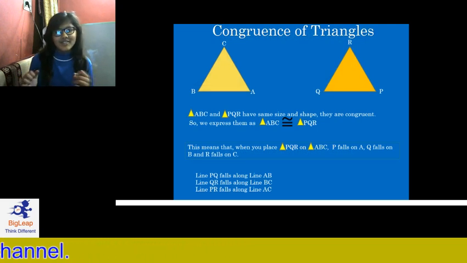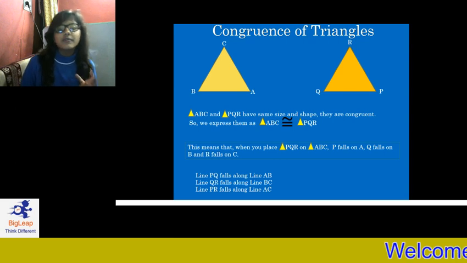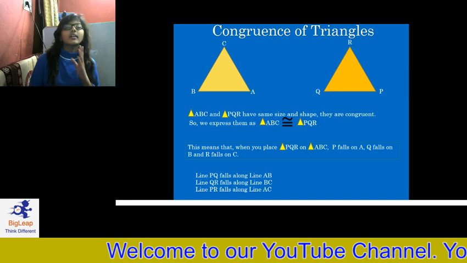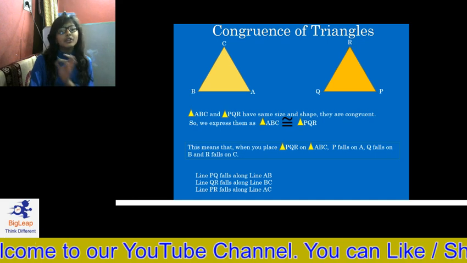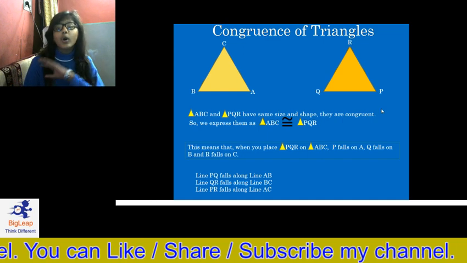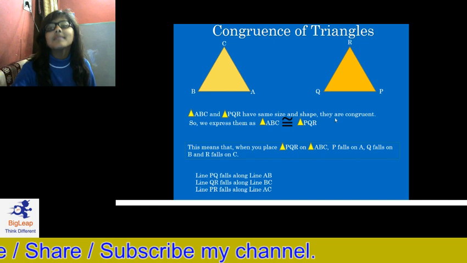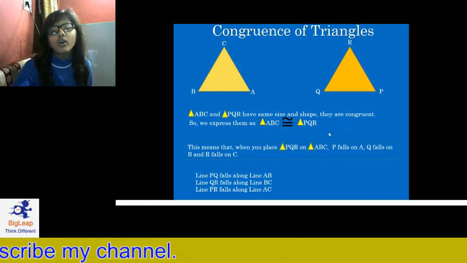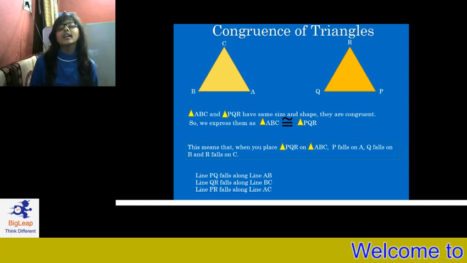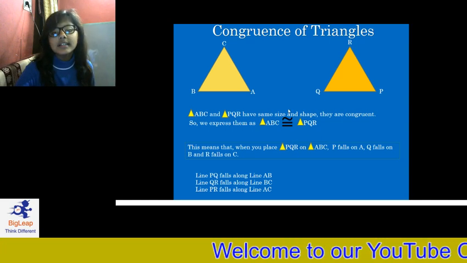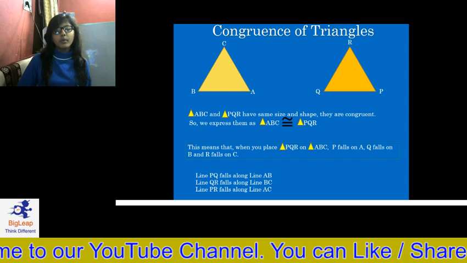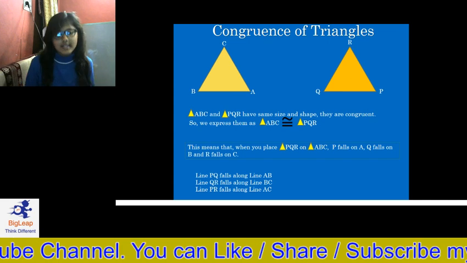The final and the interesting part, right? So the congruency of triangles. Here as you can see, two triangles are given to you, triangle ABC and triangle PQR. As ABC and PQR both have the same shape and same size, they are called congruent. So we express this as triangle ABC is congruent to triangle PQR. You can see this symbol, the equal to sign with a curved line over it, is the congruency symbol.